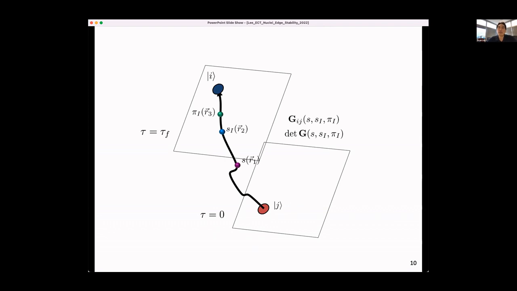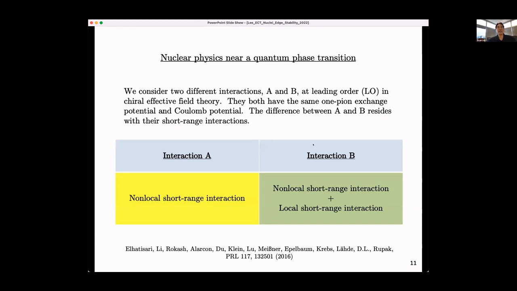So what we then do is we put this on a supercomputer, we update all these auxiliary fields, and calculate the many-body amplitude. So then what can we calculate? Let me tell you about nuclear physics near a quantum phase transition.